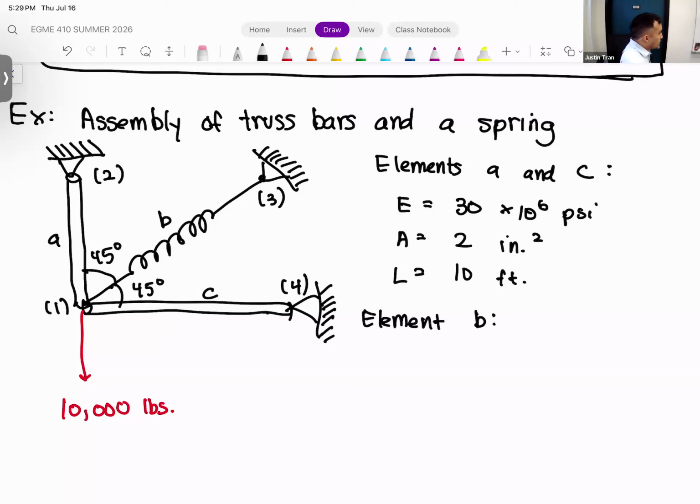For element B, we have a spring, and so the only constant that's relevant for a spring is its spring constant. The spring constant for element B is 250,000 pounds per.